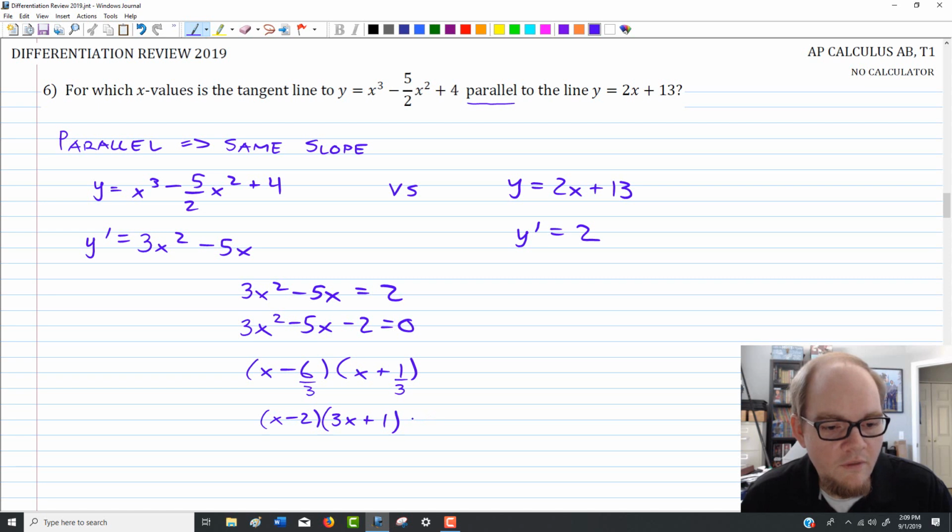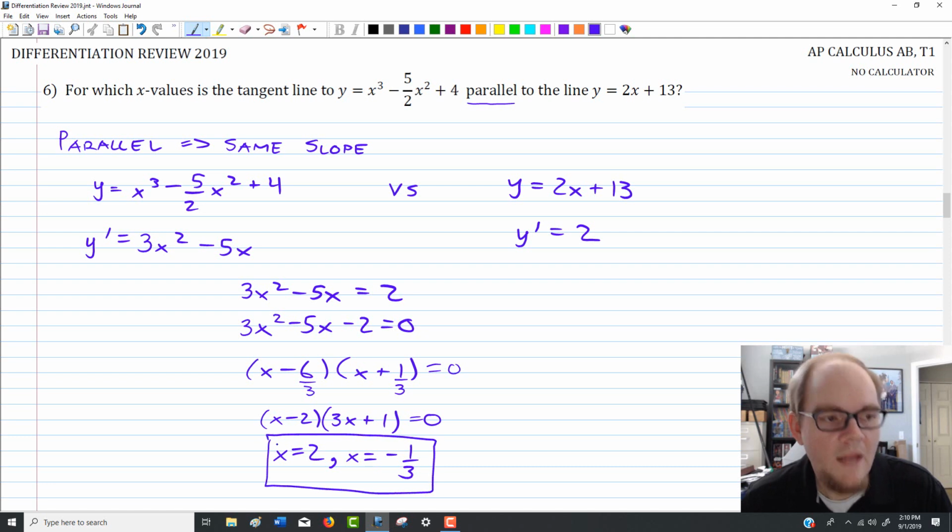So at this point, we wanted to solve this equation, which amounts to figuring out when this is equal to 0. And in looking at our ingredients here, it looks like that's going to happen at x equals 2 and x equals -1/3. So it looks like there are two spots where the slope matches up to that line 2x plus 13.